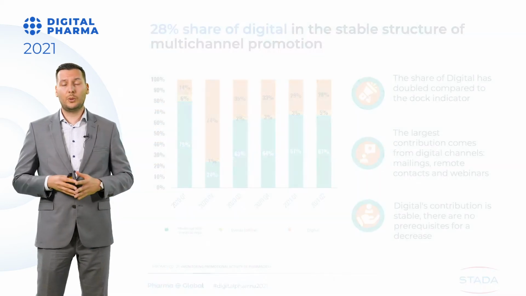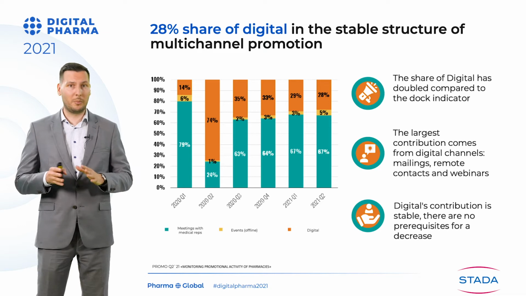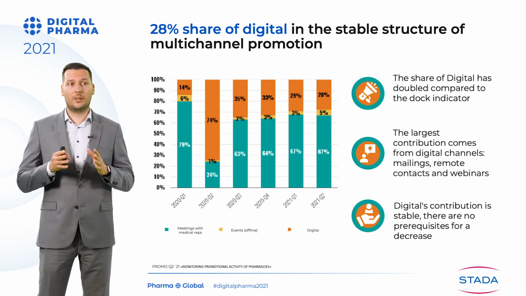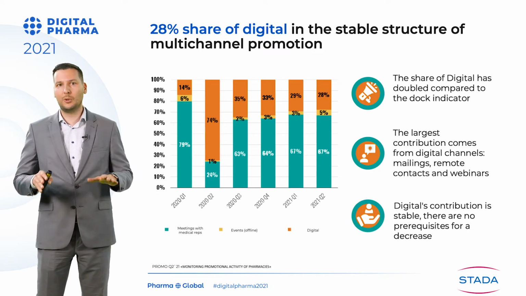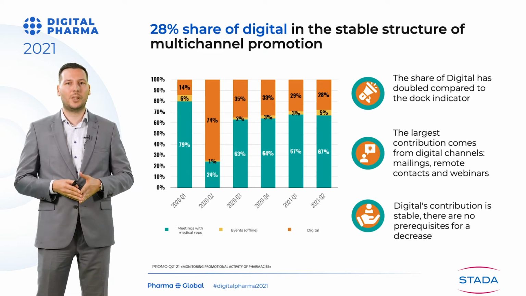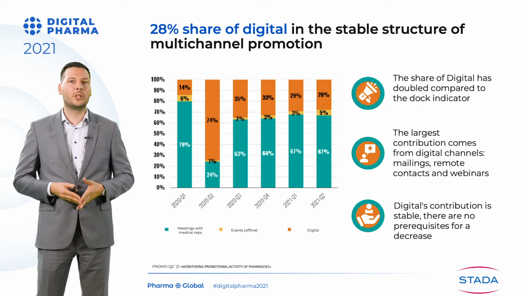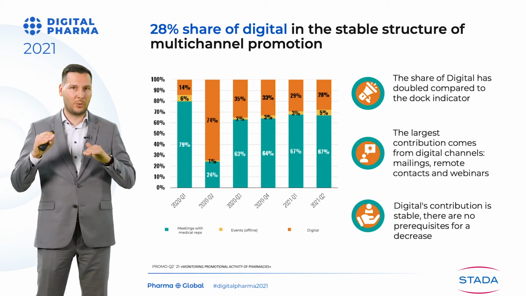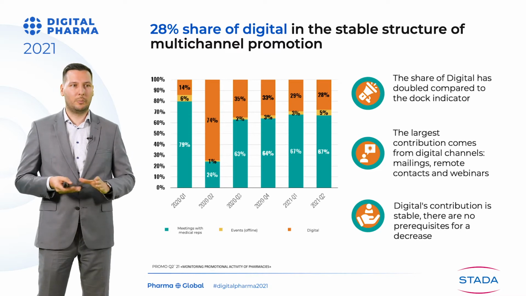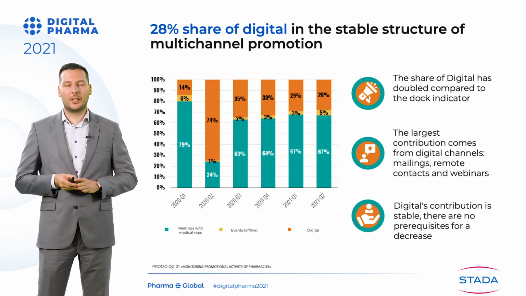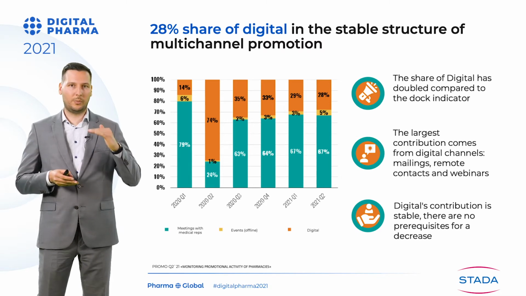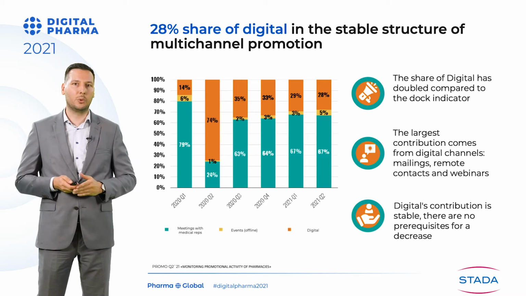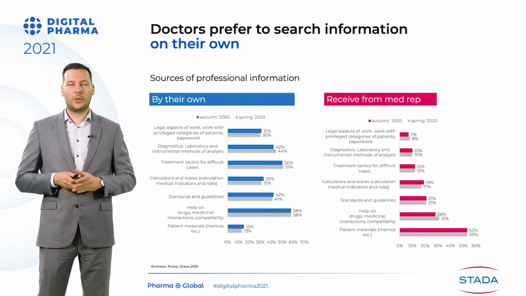What do the research results show? The share of digital is about 30%, and it has grown. It has doubled compared to the pre-COVID period. We are not taking the previous pandemic stage or this stage of pandemic when digital values have been growing fast, but once again, it has doubled compared to a year and a half ago. The biggest contribution to digital is remote contacts and webinars. Most importantly, this digital contribution is stable, and we do not see that it is going to go down in future.